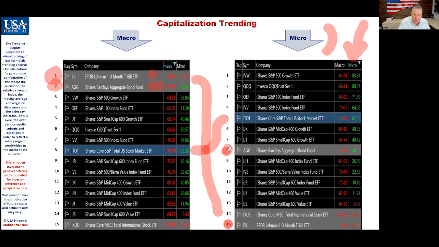And then down here at the very bottom on number 15 on the left-hand side, this is where we've got our total international representation, just so you can get an idea of how the U.S. market is comparing to the overall international. And as you can see, international is down at the very bottom, and it ends up at number 14, just above cash, even on the micro.